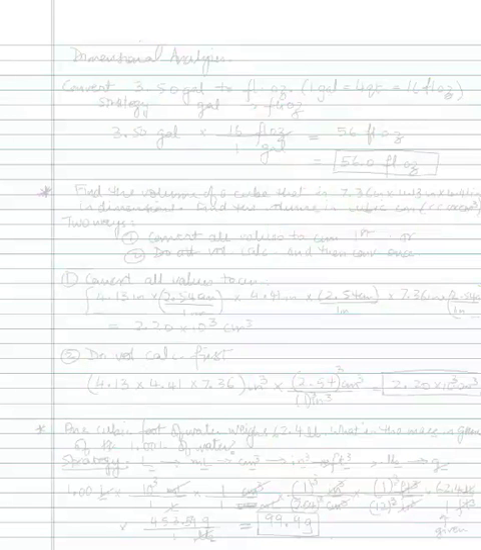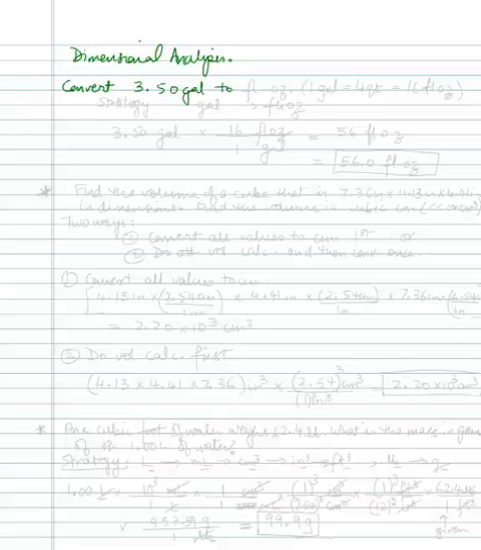Okay, continuing on for dimensional analysis. Let's do some more conversions here. And now we're going to convert gallons into fluid ounces. Okay, so convert 3.50 gallons to fluid ounces.